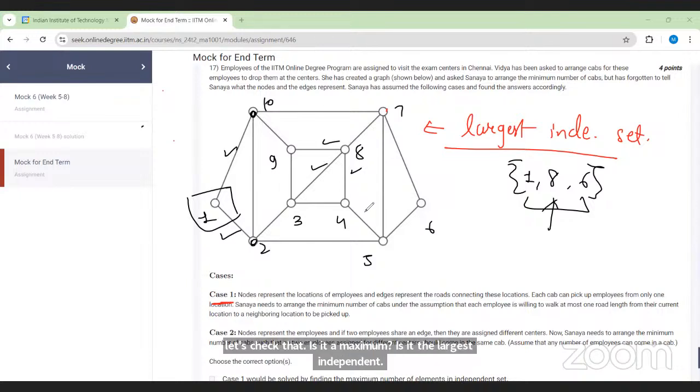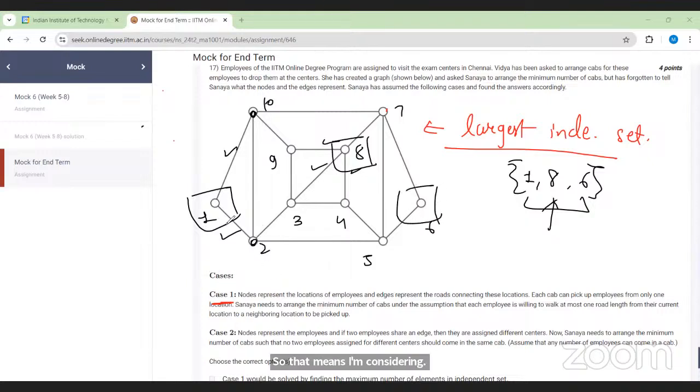Ma'am, we would be considering 1, 9, 4, and 6. Okay, can we extend this particular set? No, we cannot add anything. 10 is connected to 1. 2 is also connected, 5 also connected, 7 also, 9 also, 3 also, 4 also. So this set cannot be extended.